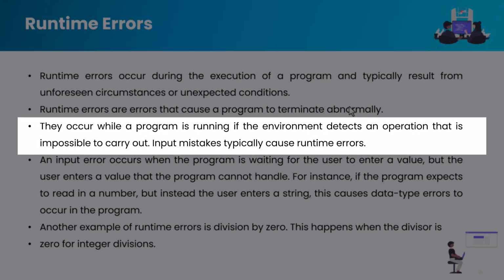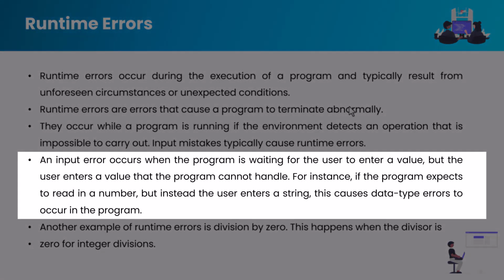Next point, they occur while a program is running if the environment detects an operation that is impossible to carry out. Input mistakes typically cause runtime errors. If I give an example, it will be clear for you. An input error occurs when the program is waiting for the user to enter a value, but the user enters a value that the program cannot handle. So if it is asking for a string, but you give an integer, or it is asking for an integer, and you give a string value, then it cannot handle it correctly if you are not writing the code properly.